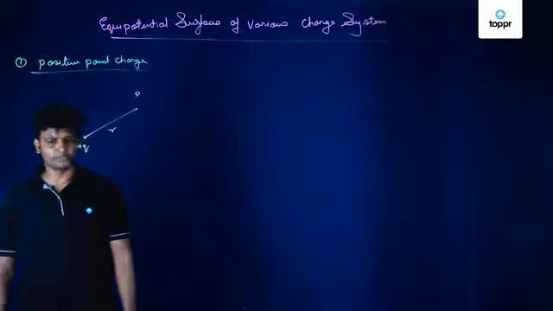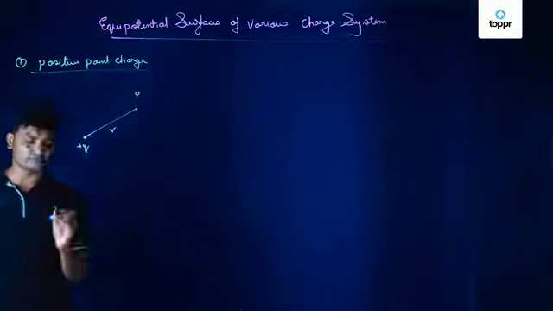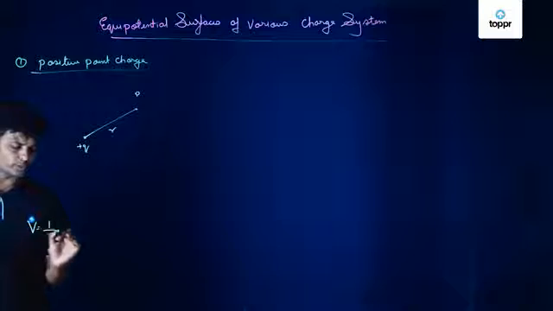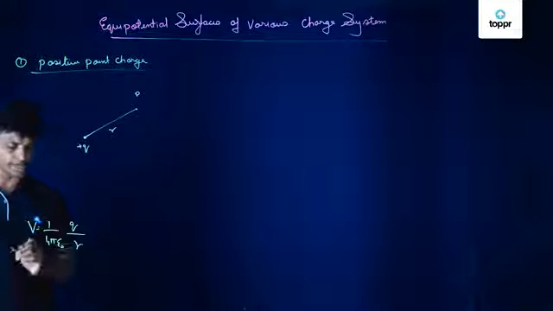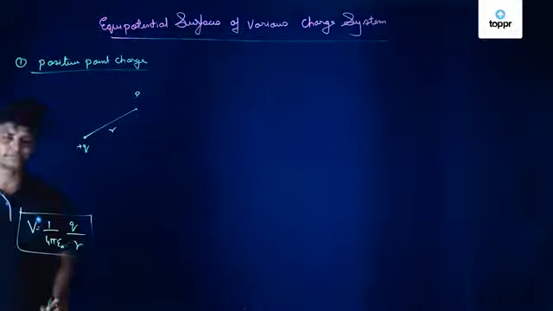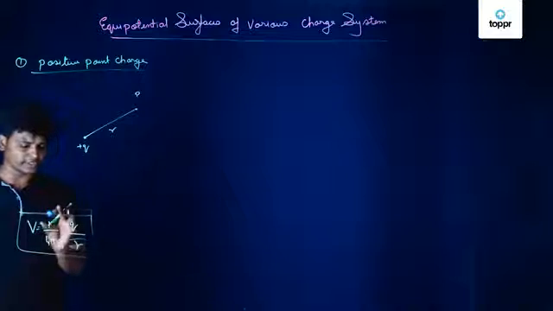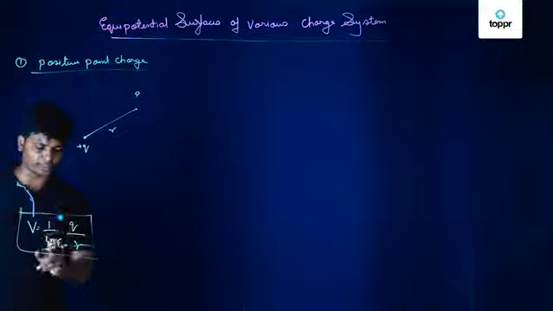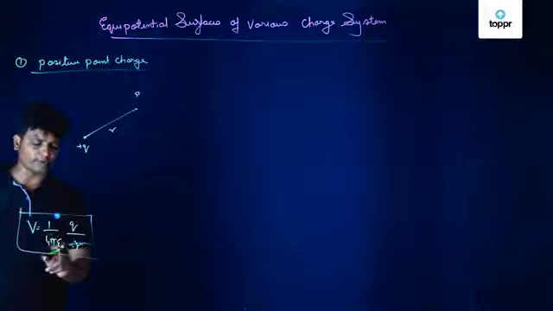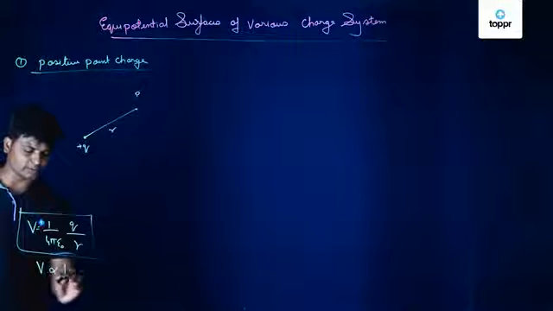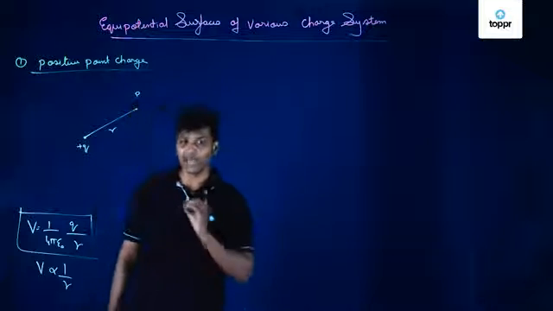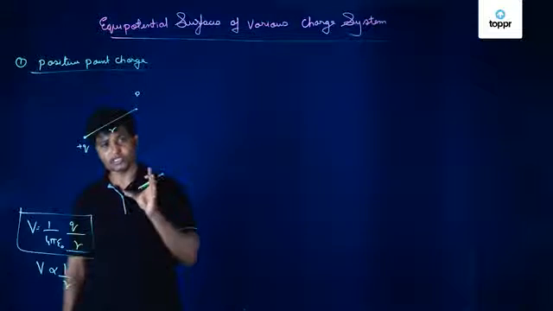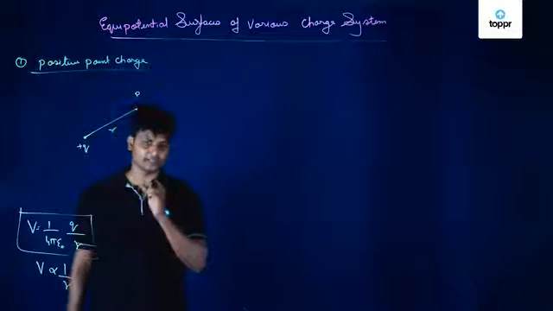What would be the potential? The potential is given by V is equal to 1 upon 4 pi epsilon naught Q upon r. This is nothing but the potential. In this case, 1 upon 4 pi epsilon naught is a constant, Q is also constant. That means V is inversely proportional to r. So potential decreases if r increases and potential increases if r decreases.